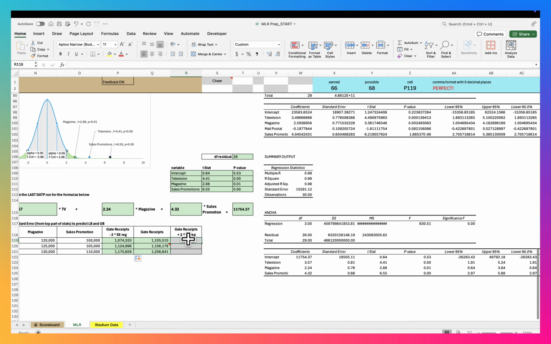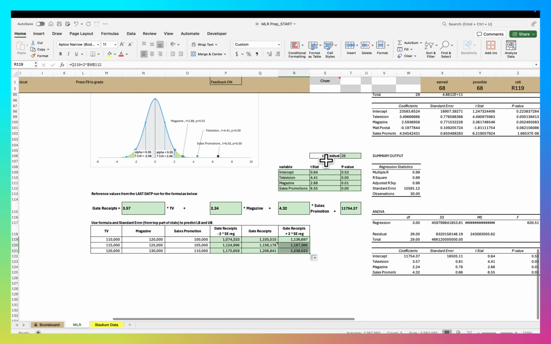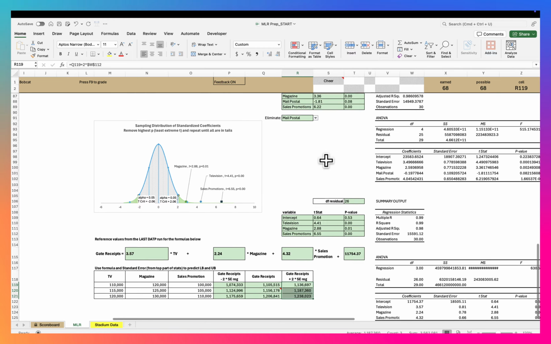Okay, so then to get our gate receipts at the high end, it's going to be equal to that plus 2 times this same standard error, and lock that, and then drag down, and we get our full points for the problem. And you have just done the magic of multiple regression.